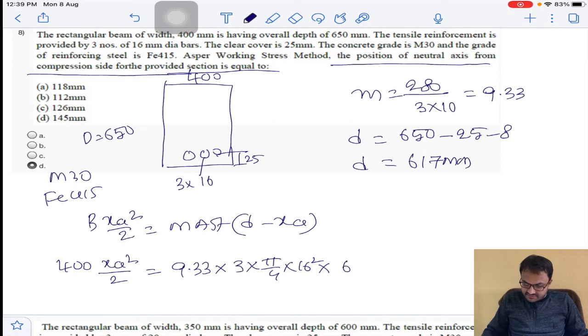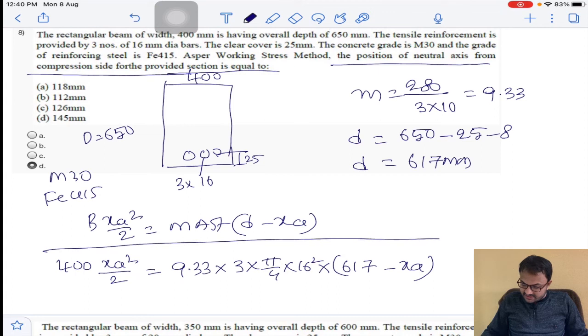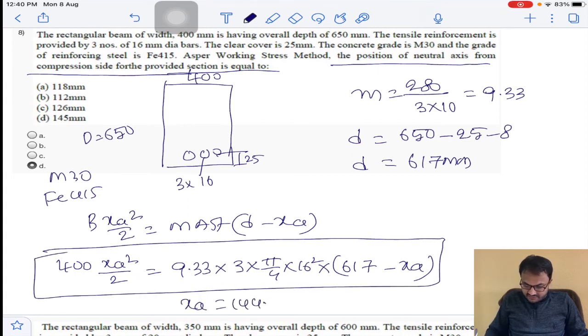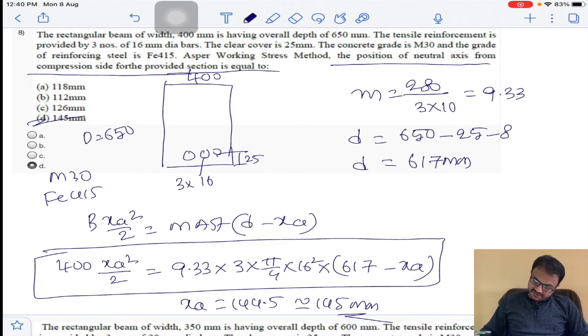Okay, so 617 minus XA. So in this equation the only unknown is XA. So XA is equal to 144.5. This is approximately equal to 145 mm. Okay, so answer D for question number 8.